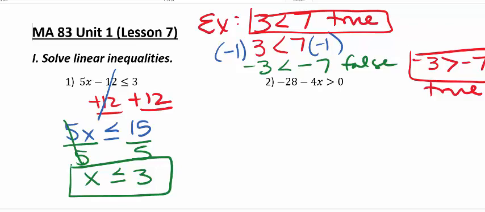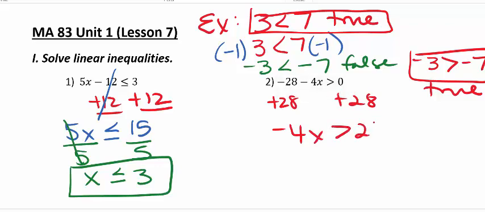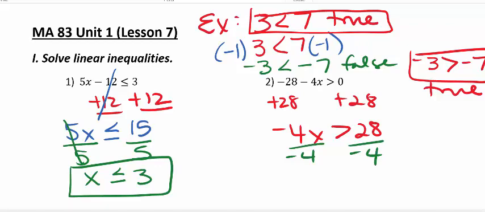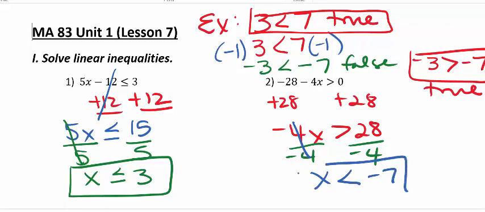In number 2, we're trying to get x all by itself. So first thing to do is get rid of this -28. So we're going to add 28 to both sides, and we get -4x is greater than 0 plus 28 is 28. Now here, we're going to have to divide both sides by -4. I divide the left by -4 and the right by -4. And because I divided by a negative number, we're going to change the direction of the inequality. It's now going to go from a greater than to a less than. And then 28 divided by -4 is -7.